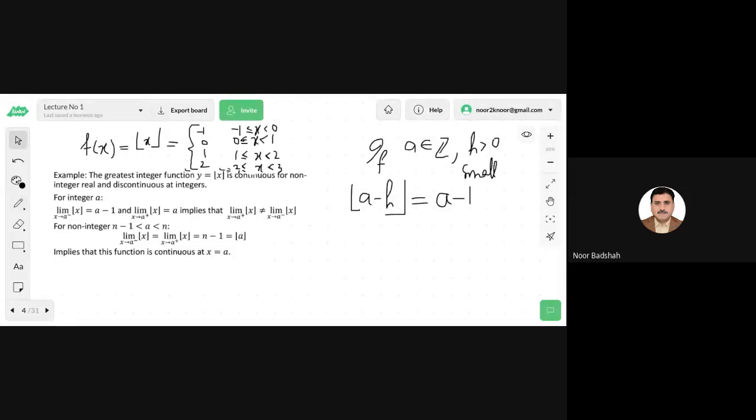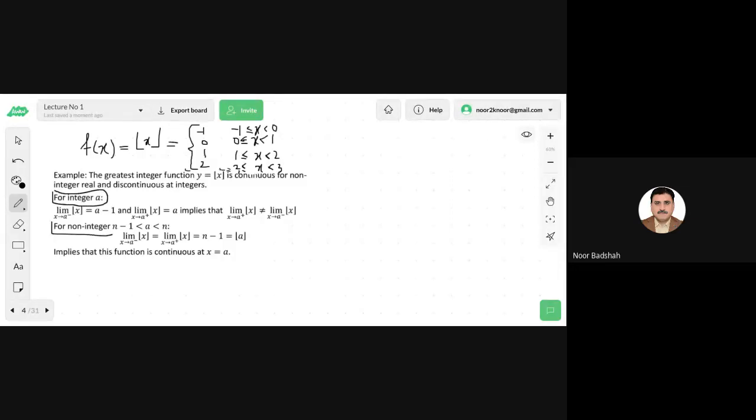Let me clear the board now, and I would find now left hand limit. So we consider two cases here. First we consider continuity at an integer, and then we consider continuity at a non-integer. So how do we do it mathematically? I explained that graphically, which is very easy if you understood the concept I explained in the last example. So I think it will be easy here as well. So we first consider an integer. Let a belong to Z. We check continuity at the integer.